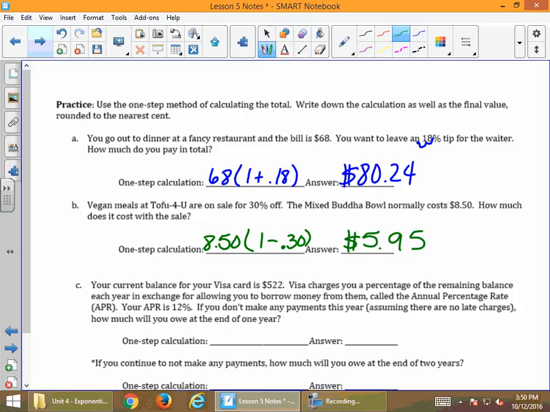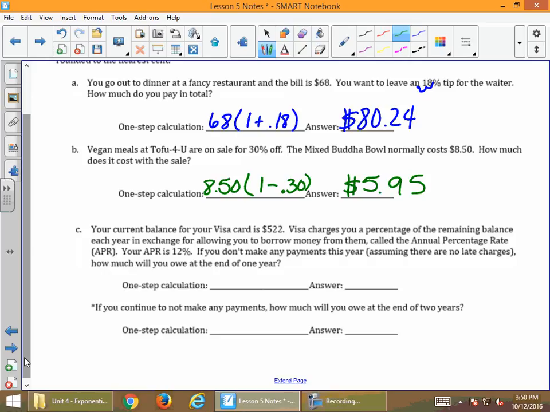And then for C, it says your current balance for your Visa card is $522. Visa charges you a percentage of the remaining balance each year in exchange for allowing you to borrow money from them, called the annual percentage rate, your APR. Your APR is 12%. If you don't make any payments this year, assuming there are no late charges, how much will you owe at the end of the year?